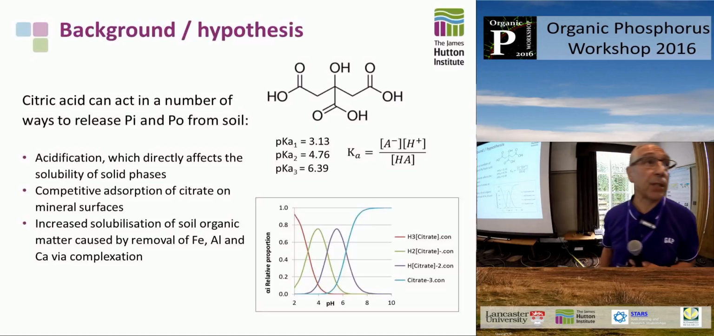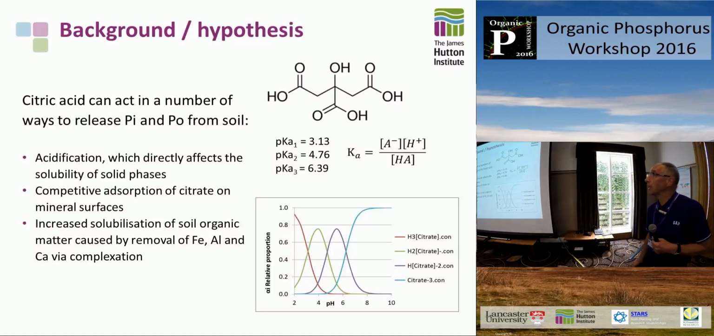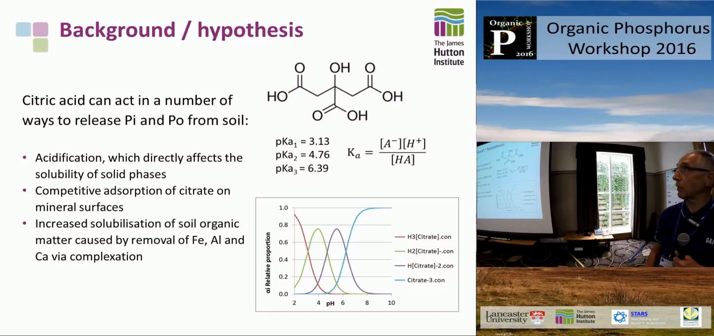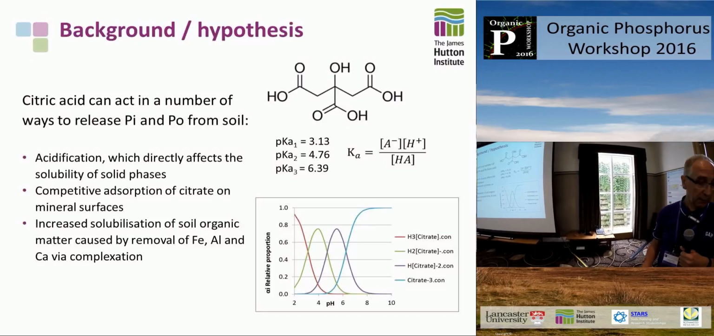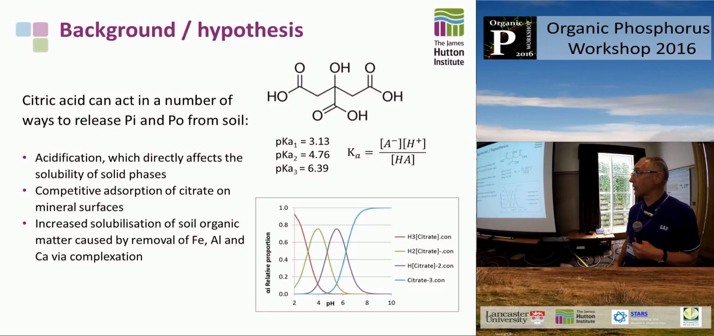And citric acid can affect soil P in a number of ways. It can act simply as an acidic medium, changing the pH, affecting the solubility of things like amorphous iron oxides and so on. It can also act as a competitor for organic phosphorus and phosphorus in soil in exchange mechanisms, for example, on iron oxide surfaces.